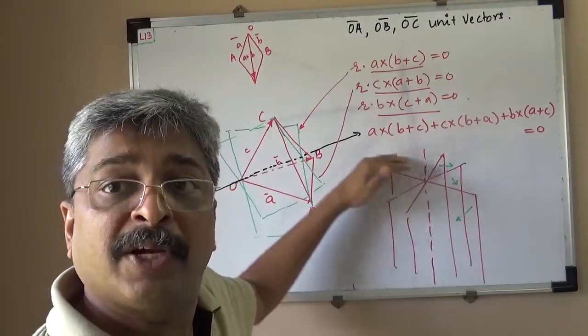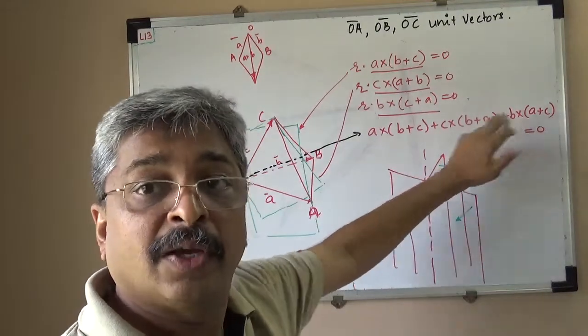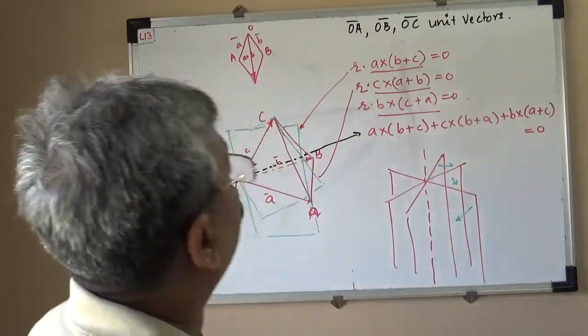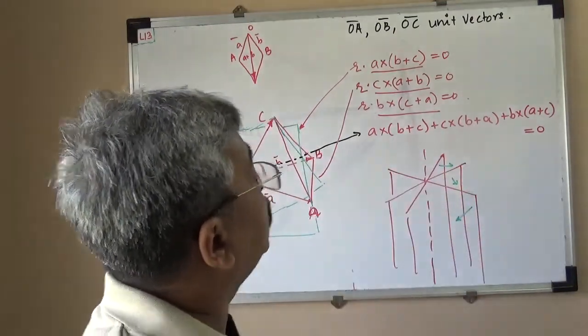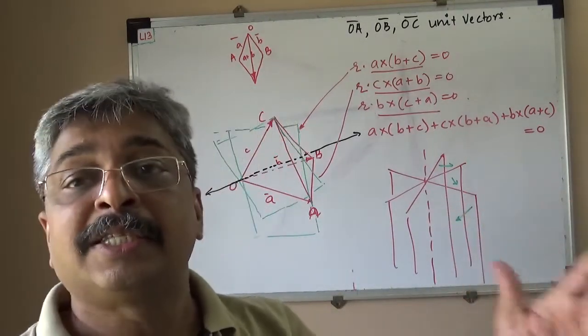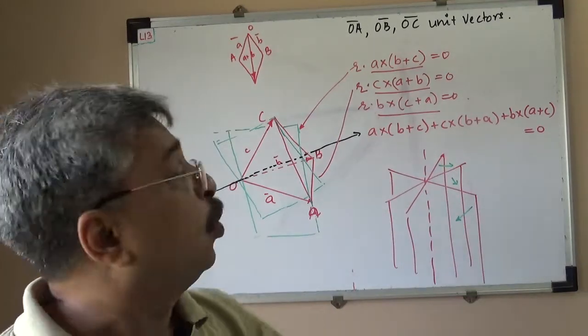Why are they coplanar? Because one is a linear combination of the other. You can express one vector as a linear combination of the remaining two, so therefore they are coplanar, and this identity is true, and hence we have shown that these three angle bisecting planes which contain the third edge are coaxial.